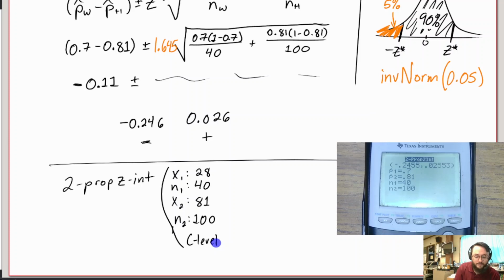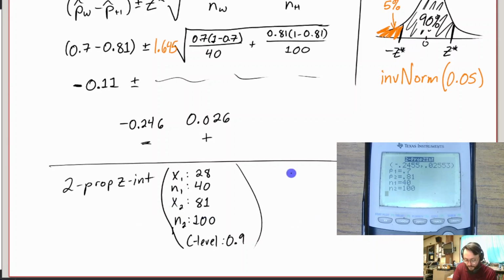We got the exact same thing that we did when we went about it the long way. So we don't have to go about this entire calculation. If we just need the confidence interval, we could just do this. Negative 0.2455, right? Same thing there. And positive 0.02553.